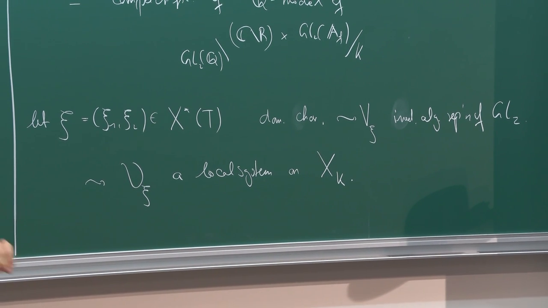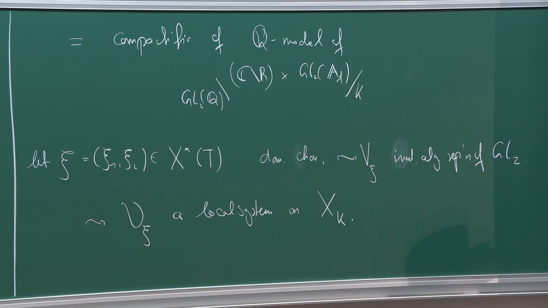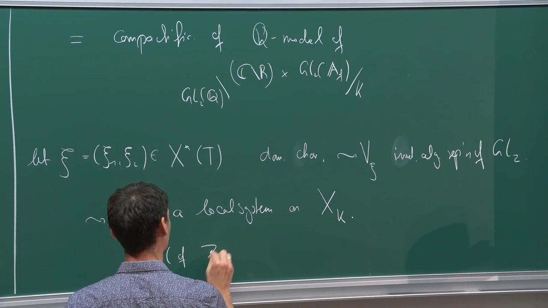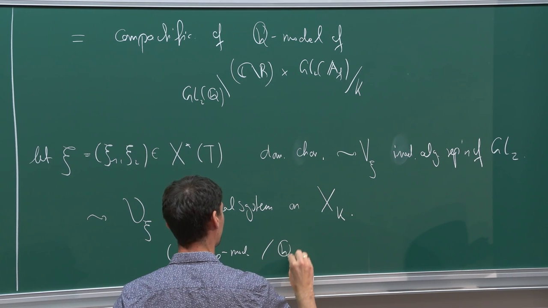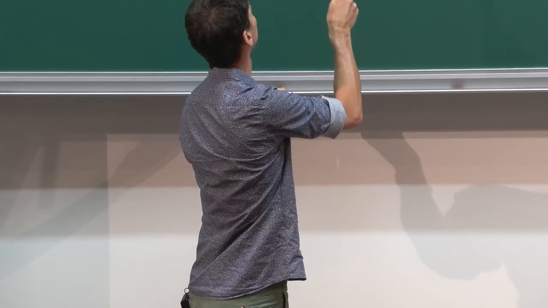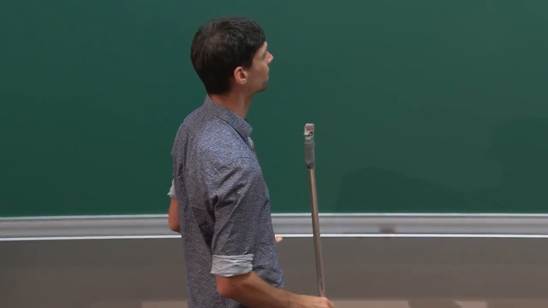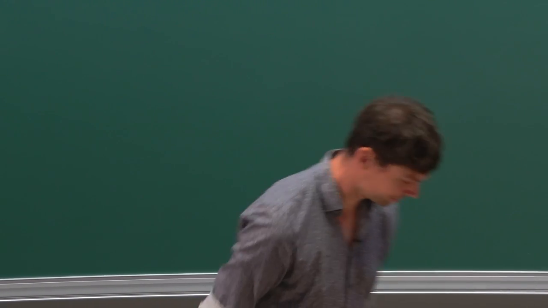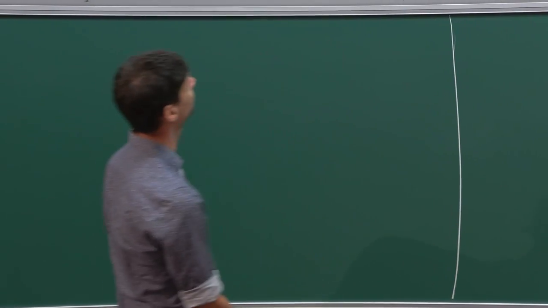I didn't carefully explain what my coefficients are supposed to be. It's a local system of Z_p-modules or Q_p-vector spaces. If you don't like this local system, then really just think of the constant sheaf Q_p, or maybe Z_p. All right, so we are interested in the cohomology of this object.